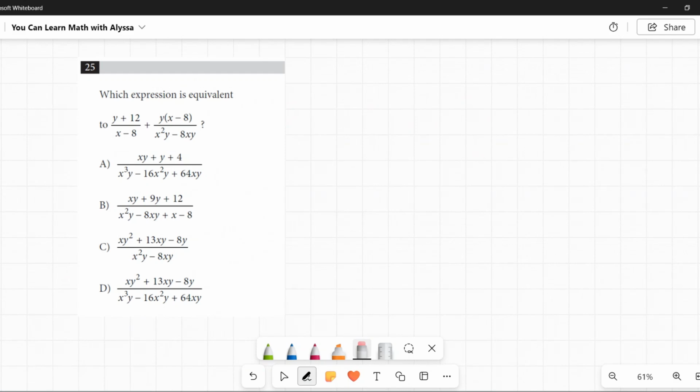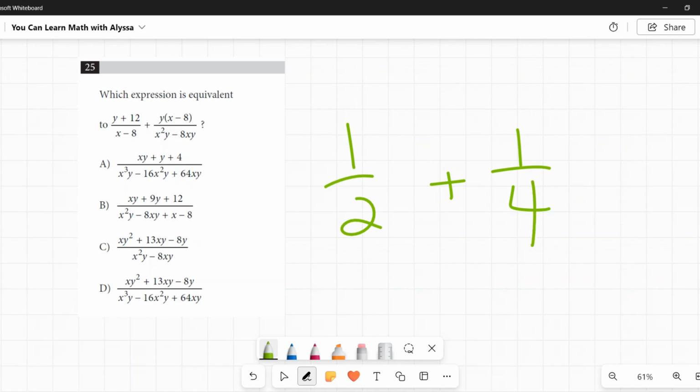All right, 25. Which expression is equivalent? Y plus 12 over x minus 8 plus y times x minus 8 over x squared y minus 8xy. All right, anytime you want to combine two fractions, they have to have the same denominator. It doesn't matter if I'm adding 1/2 and 1/4, or if I'm adding 1 over 2x plus 1 over 4y. They have to have the same denominator, then I can add them.